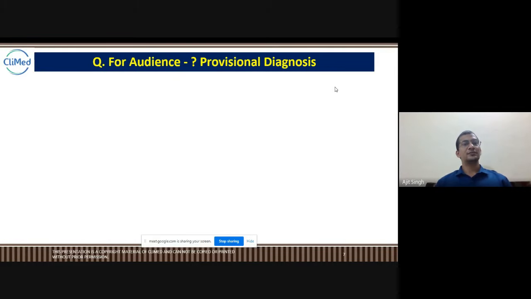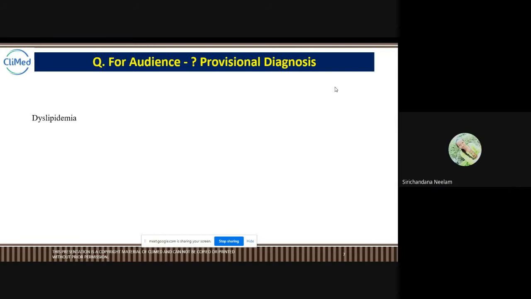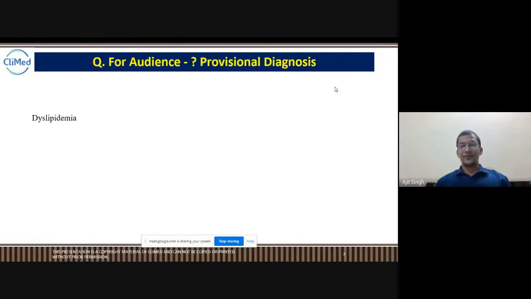Then only one diagnosis? What about this? Will you consider only MI? Come on guys, the patient has dyslipidemia. That was the first. The patient is on medications as well, atorvastatin and fenofibrate.